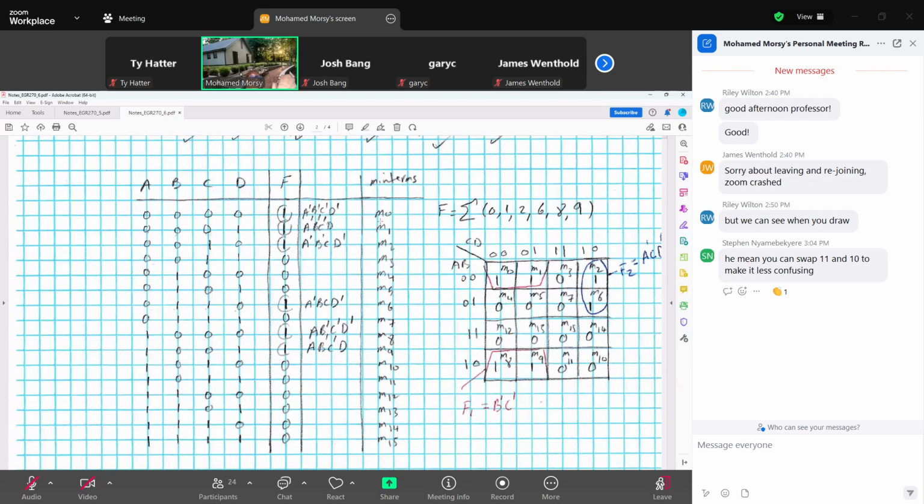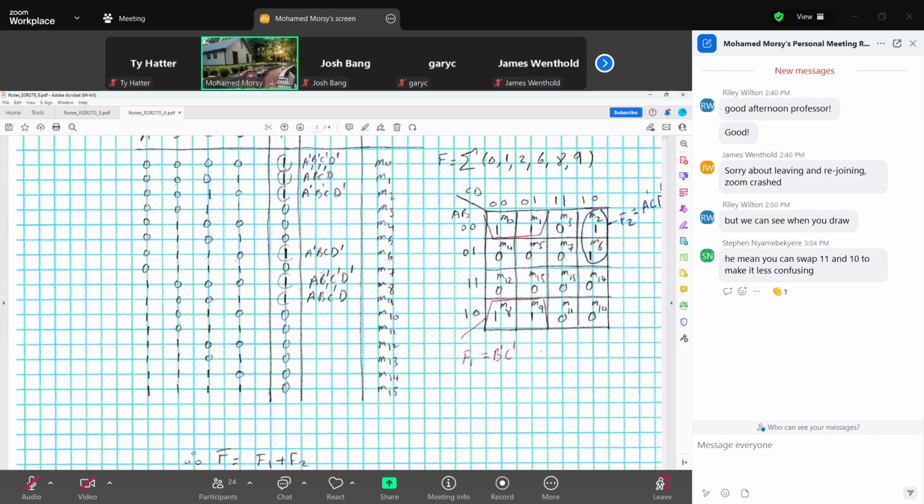Now, in terms of F, in terms of the minterms, what we have is M0, M1, M2, M6, M8, M9, and the rest are zeros. So we draw the Karnaugh map, and then we put M0 is 1, M1 is 1, M2 is 1, M3 is 0 because it's not listed here. So look at where the ones are. M6 is 1, M8 is 1, M9 is 1, and the rest are zeros.